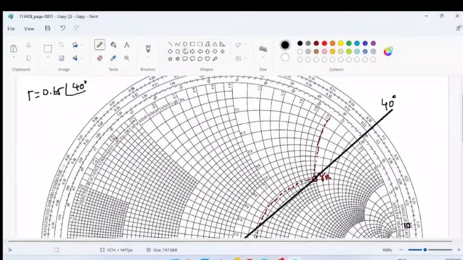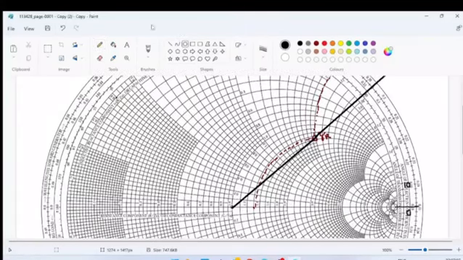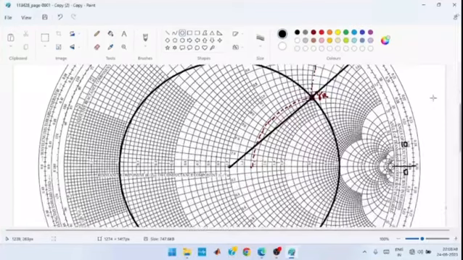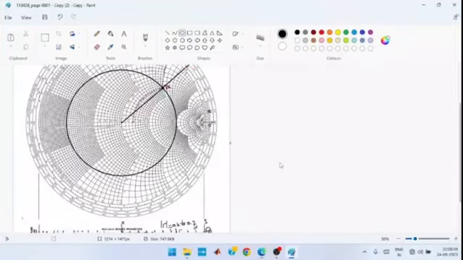Next you need to find out the VSWR value. How do you find out the VSWR value? For that you have to draw a circle. So here we'll be drawing a circle. This circle is known as the VSWR circle.